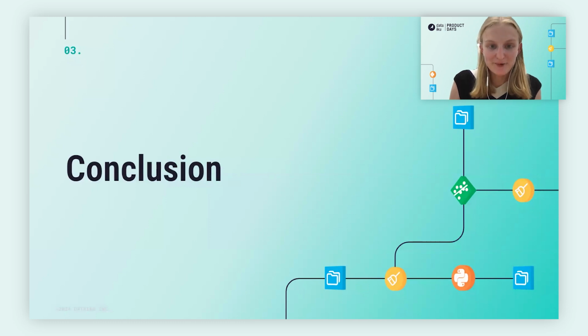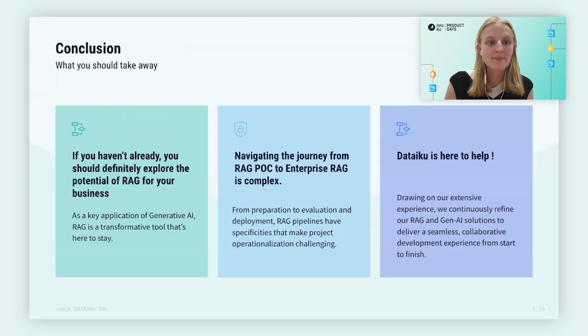So now, as a conclusion, what should you take away from this presentation, the various traps I've presented? The first thing is that if you have not already, you should definitely explore the potential of RAG for your business. Be curious, generative AI is here to stay, and RAG is one of the critical use cases that we've seen at our customers. Second thing, navigating the journey from RAG POC to enterprise RAG and scalable RAG is complex.